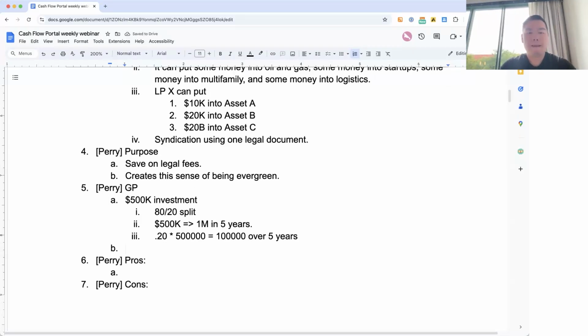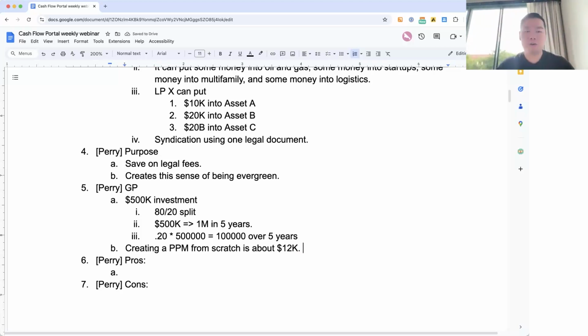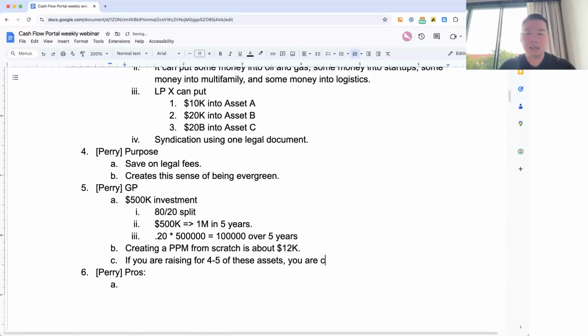So you're basically not making much on that one as a GP. And creating a PPM from scratch is about $12,000. That is a one-time fee. It's not per year. So it basically eats into about 12% of your income if you have any income. And some of these deals you may actually lose money and you may not make anything. And so you're doing $12,000. And if you are raising for 3 or 4 of these assets, you are constantly putting out 12 to 15K in attorney fees. Okay? So that is the perceived value of cost savings.